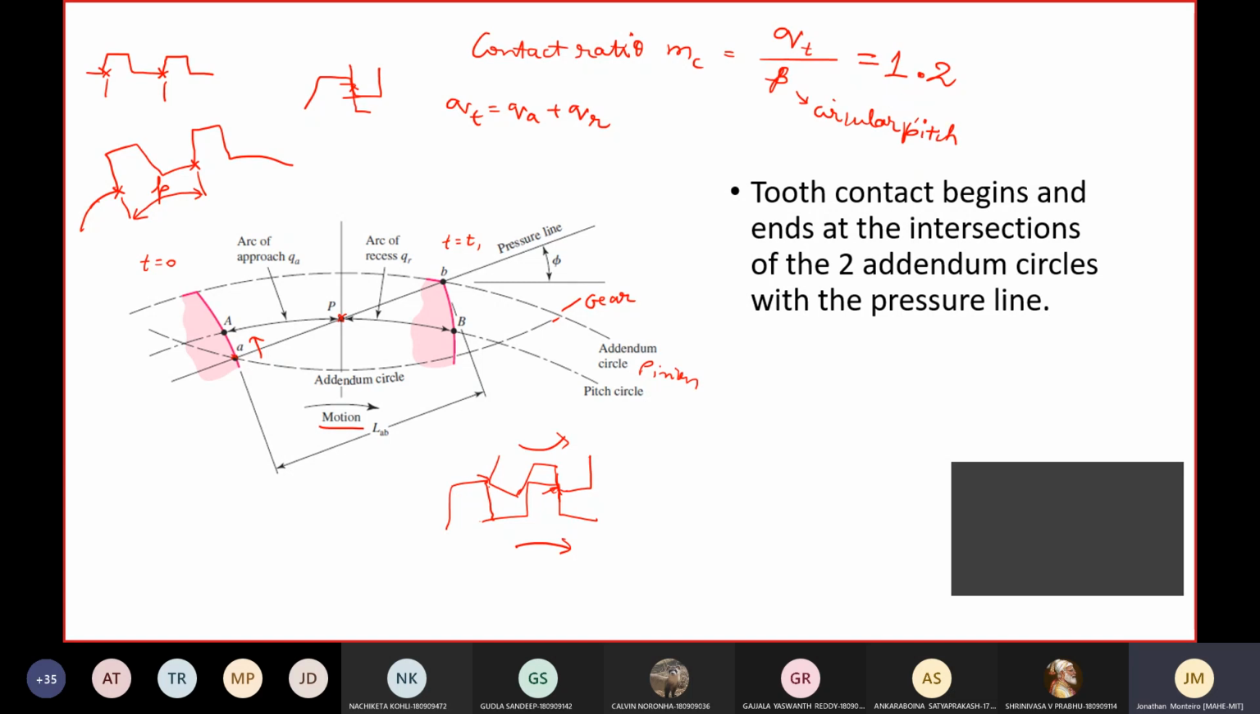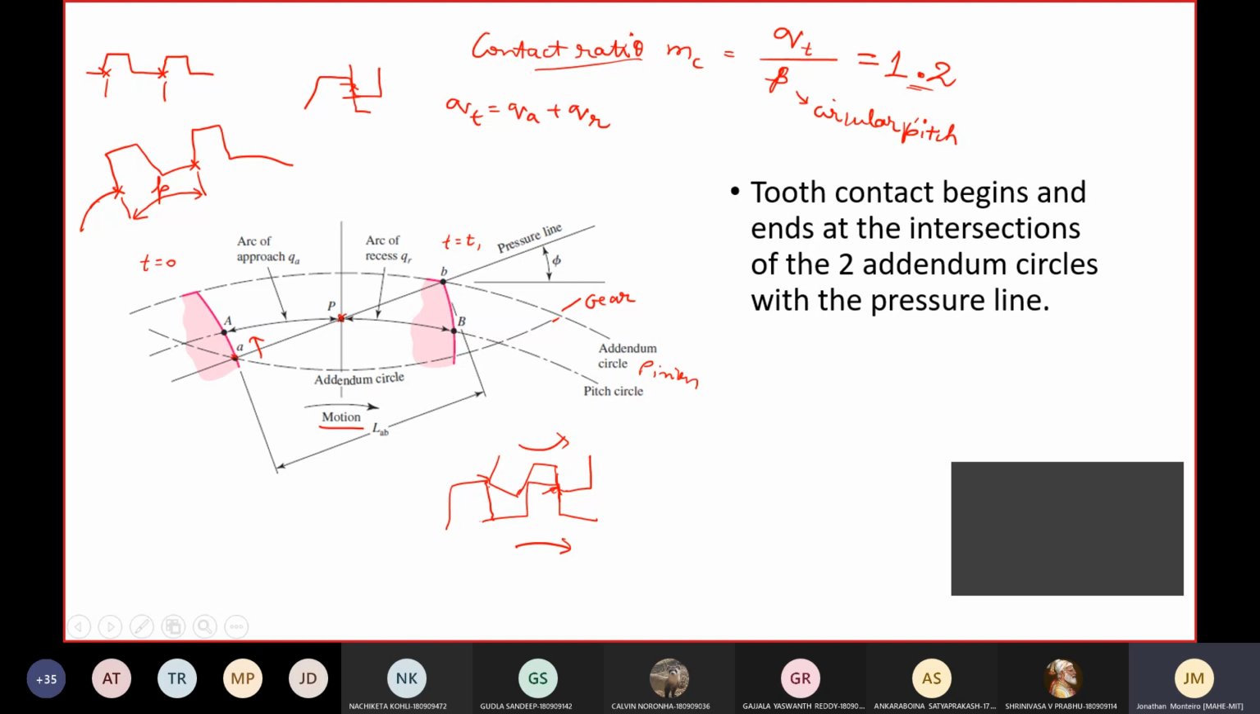Okay, so this is a little bit of information regarding the contact ratio. See, these things are not found in your notes, that will be supplied to you later. So I am just giving you this for further information and also to understand the importance of these lines and pressure lines, etc.